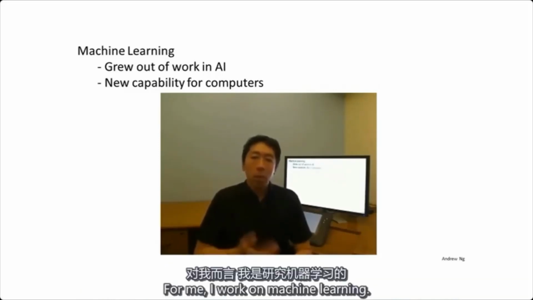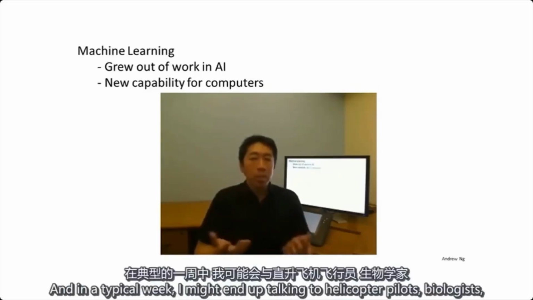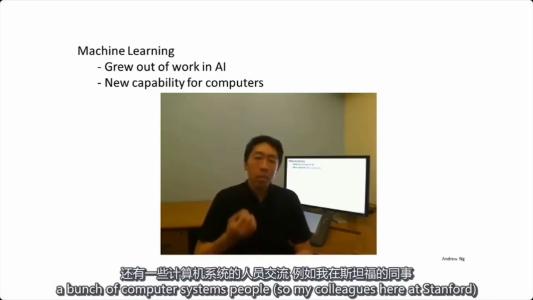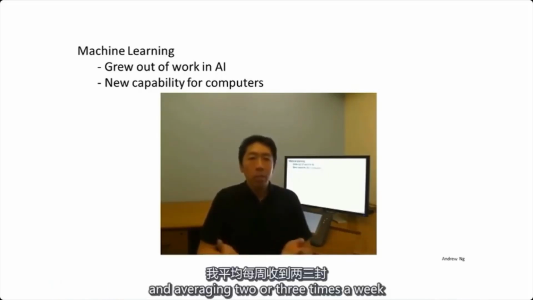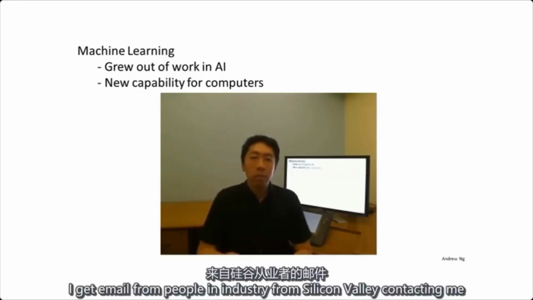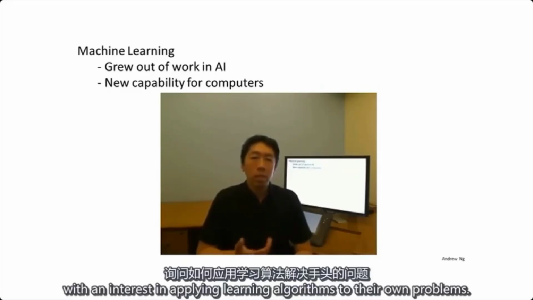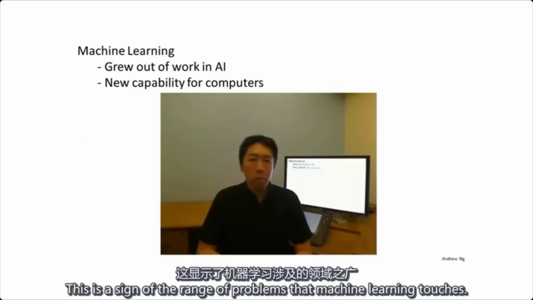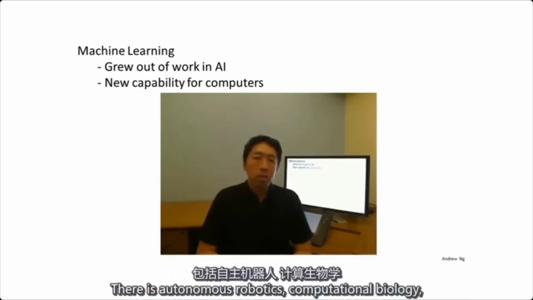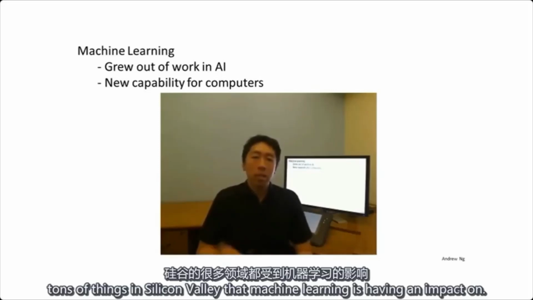For me, I work on machine learning, and in a typical week, I might end up talking to helicopter pilots, biologists, a bunch of computer systems people, some of my colleagues here at Stanford. And averaging 2 or 3 times a week, I'll get email from people in industry, from Silicon Valley, contacting me who have an interest in applying learning algorithms to their own problems. This is a sign of the range of problems that machine learning touches. There's autonomous robotics, computational biology, tons of things in Silicon Valley that machine learning is having an impact on.